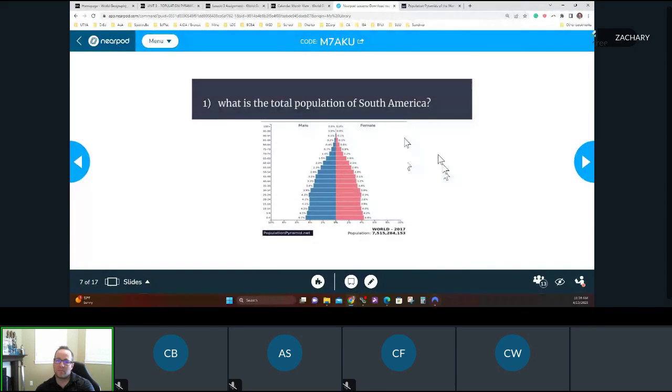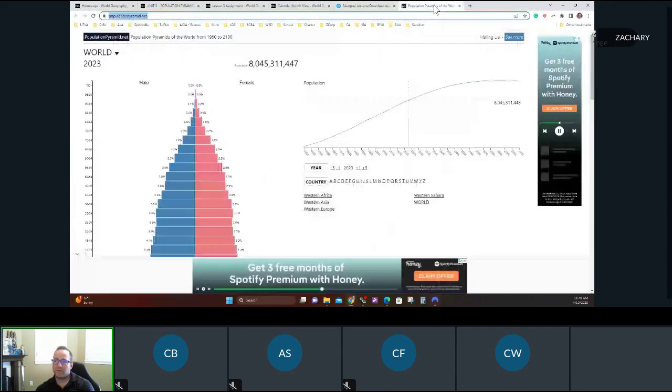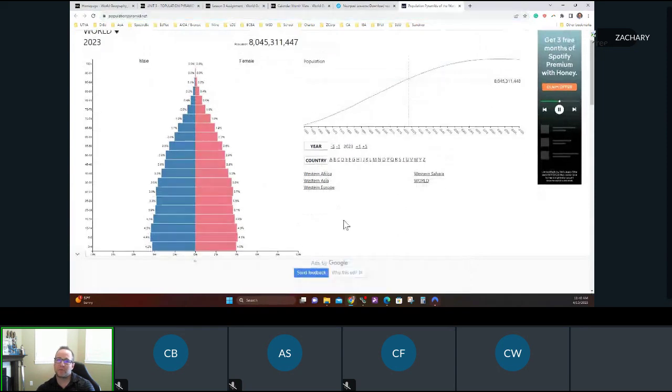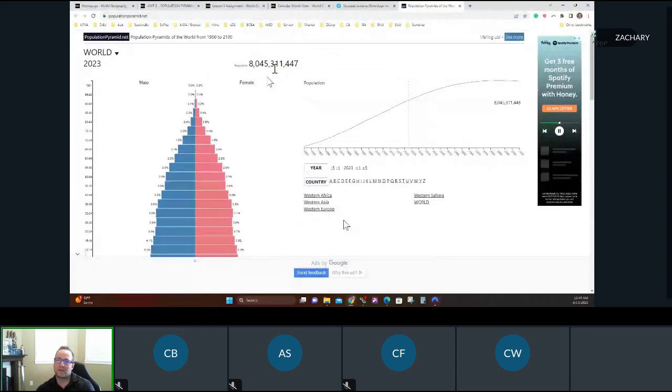So as we look at here, what would be the total population of South America? Well, that's found right at the bottom here. In 2017, there were 7.5 billion people in the world. If you look at it now, because this is the most currently updated one, 2023, there's 8 billion. You can see just right up here. So kind of interesting.